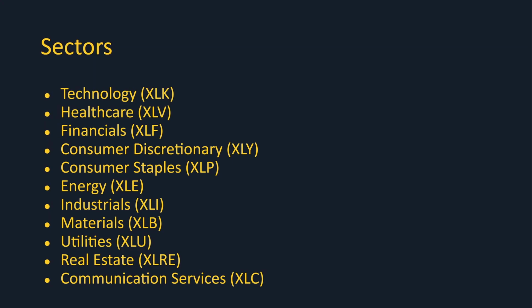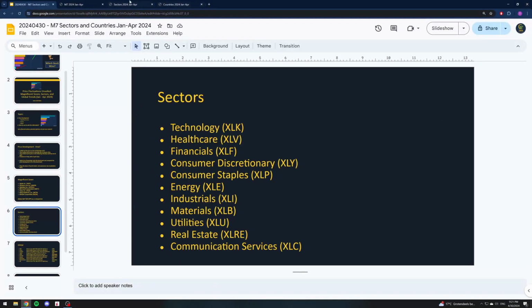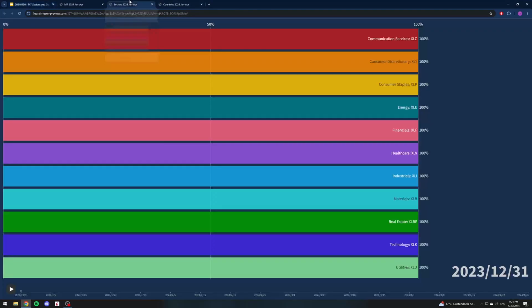Here you will see the 11 different sectors of the market. Every company on the stock market belongs to one of these sectors. And it's nice to compare them to see which sectors have been doing well, which sectors have not been doing well. So I will show you another data overview from Flourish.studio, and we can see how the sectors develop. I'll press start.